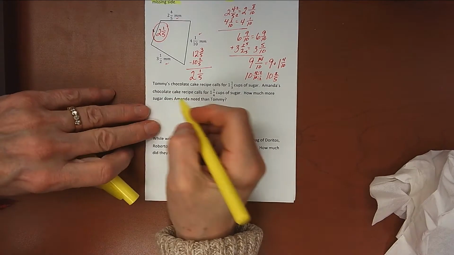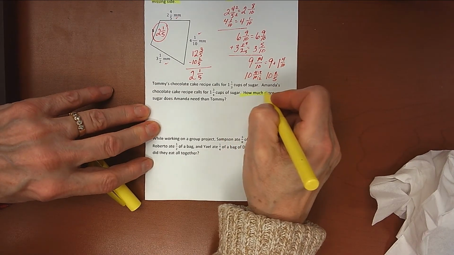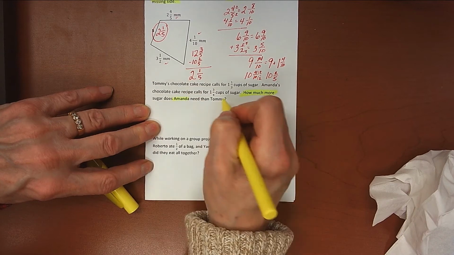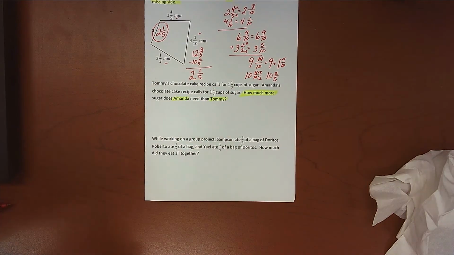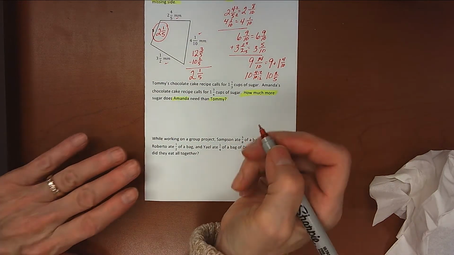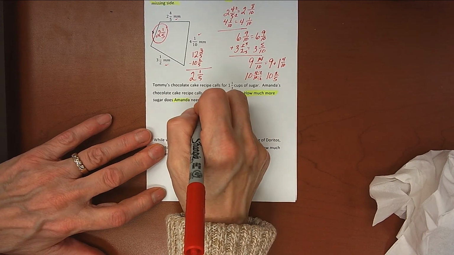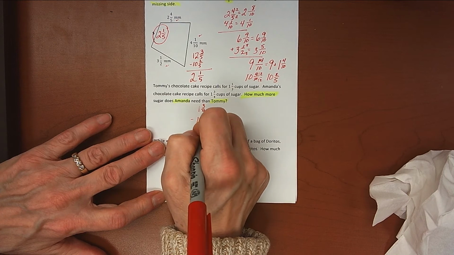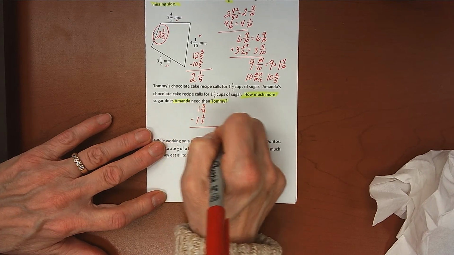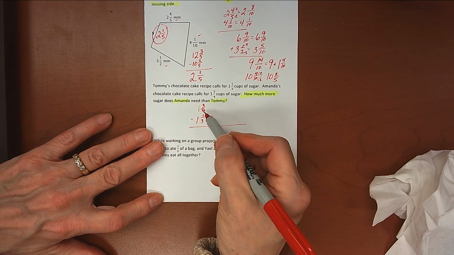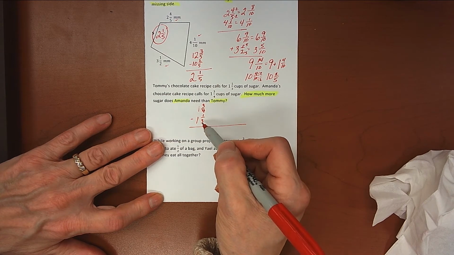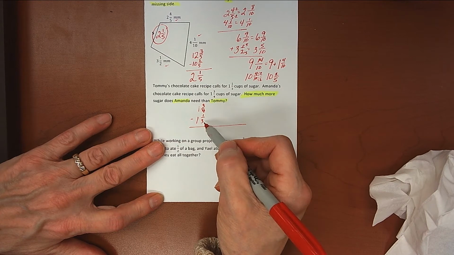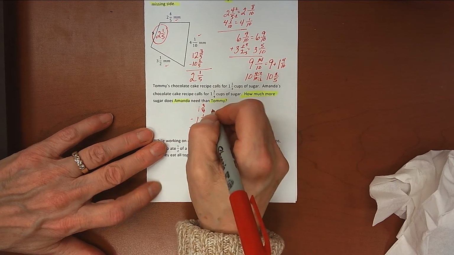All right, so we're looking for how much more, which kind of clues us that we want to find the difference. And we know that Amanda has more than Tommy, so we want to take Tommy's and subtract from Amanda's. All right, so Amanda has 1 3/4. And we're going to subtract Tommy's 1 1/3. We need a common denominator, so I'll list the multiples of 4 until I find one that 3 divides into. 4 doesn't work. 4 times 2 is 8. That doesn't work. 4 times 3 is 12. Of course, that works.